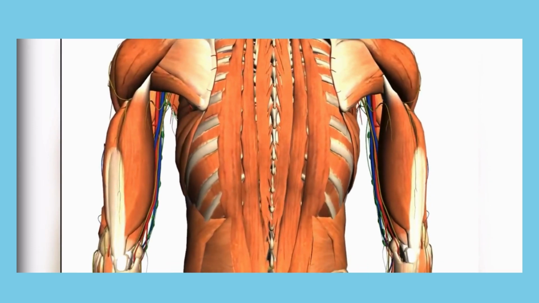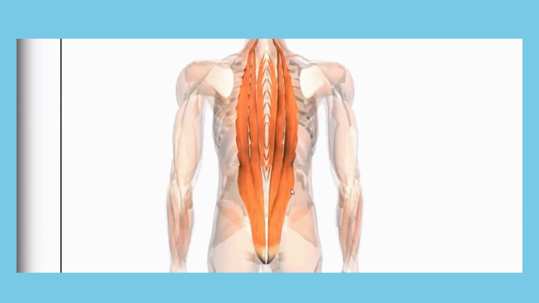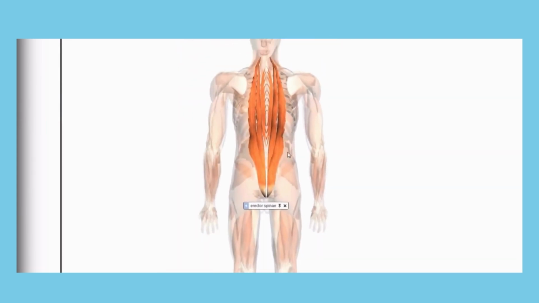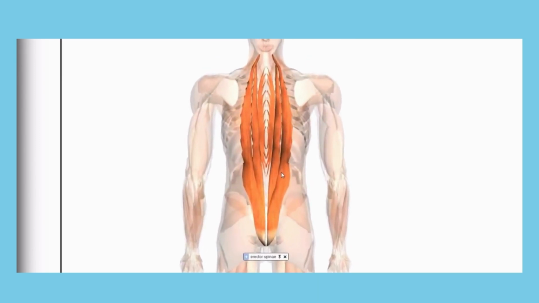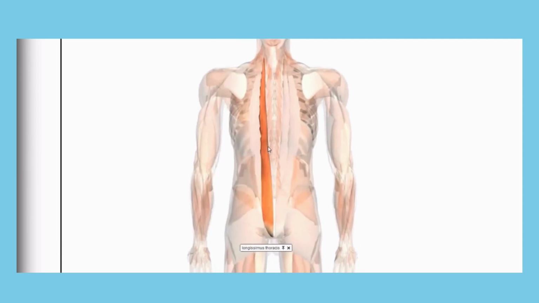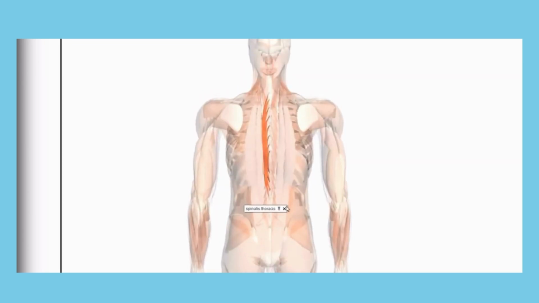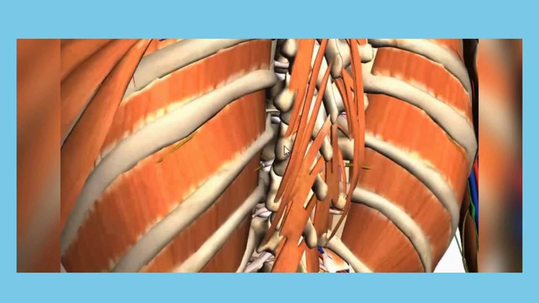Now we have the erector spinae muscles. In erector spinae muscles there are three groups, from lateral to medial. The lateral one is iliocostalis. The next one is longissimus thoracis, and the medial one is spinalis thoracis. They are called erector spinae muscles because they connect the transverse processes to the spinous processes.